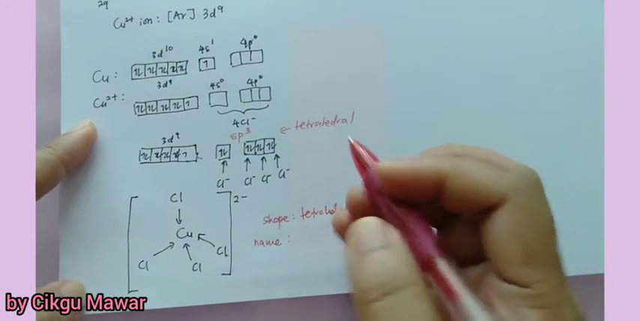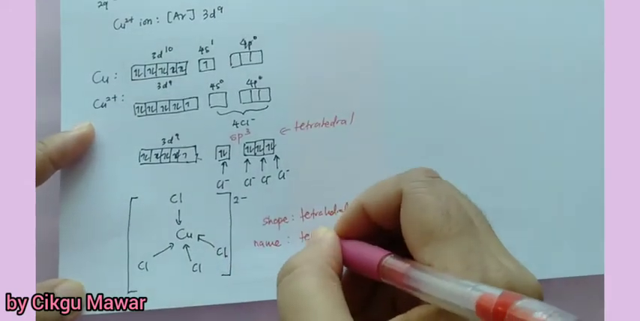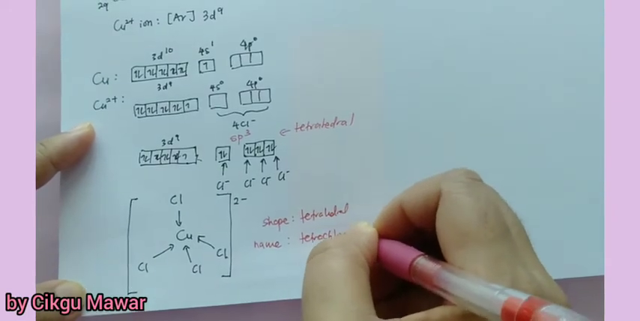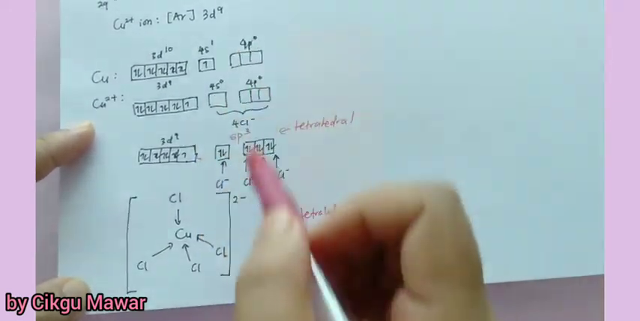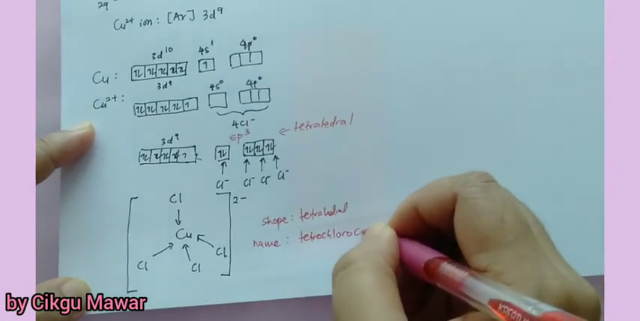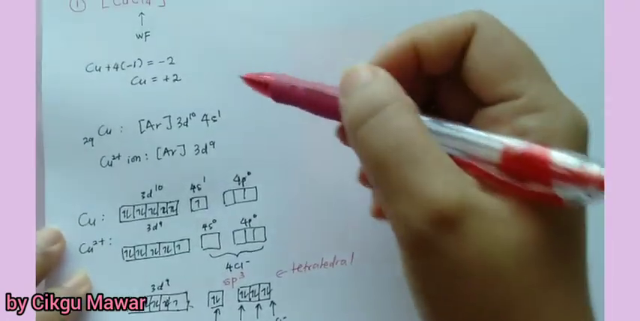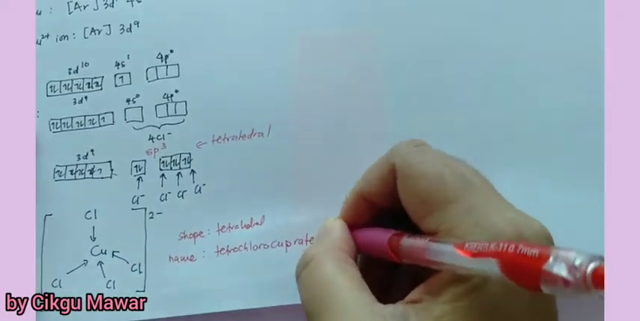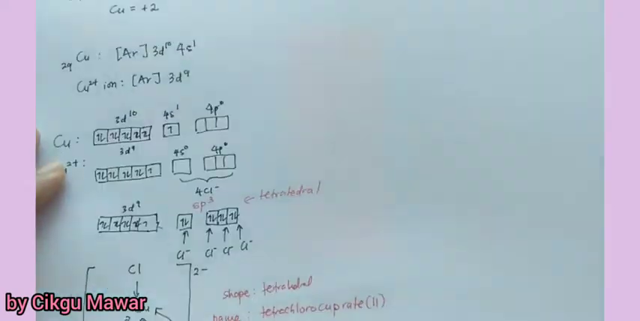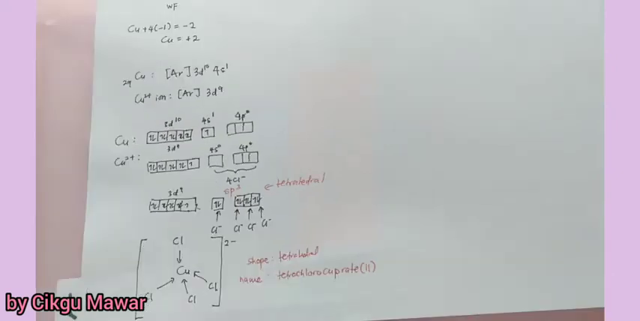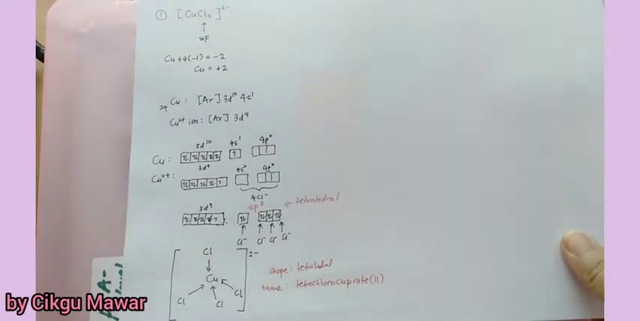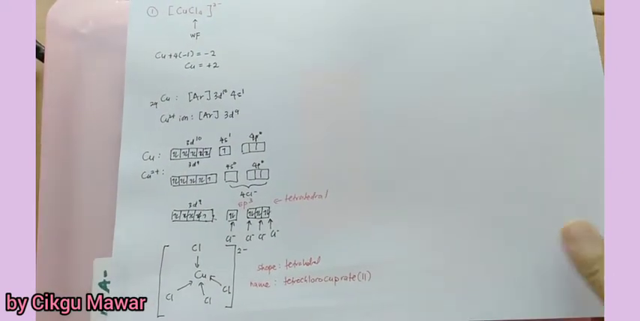So what is the name? We have tetrachloro. This is the anion, so copper becomes cuprate, and the oxidation number is positive 2. So this is the name. Alright, so the first question is done.